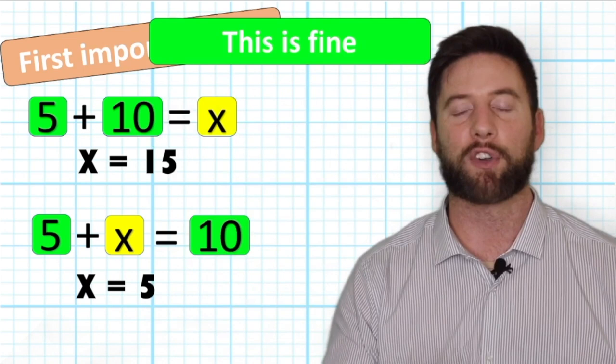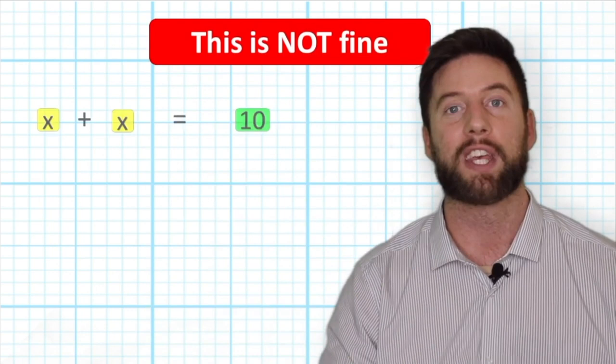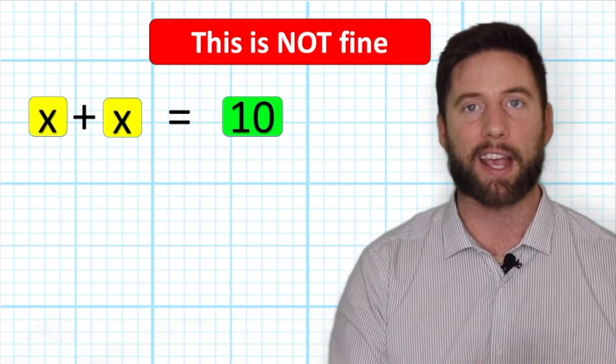That's fine. But what is not fine is letters cannot stand for different values in the same problem. For example, if we had the expression X add X equals 10, the equation is saying if we add X to X, we get 10.